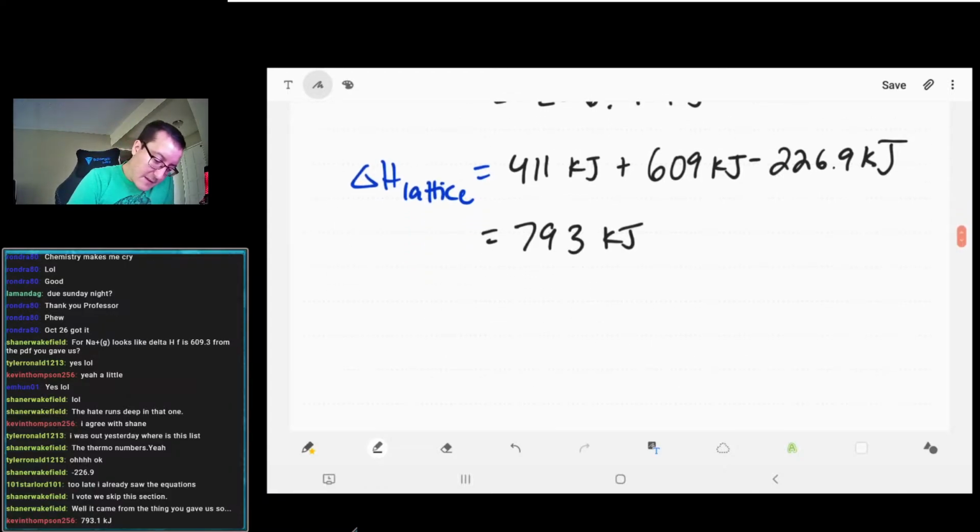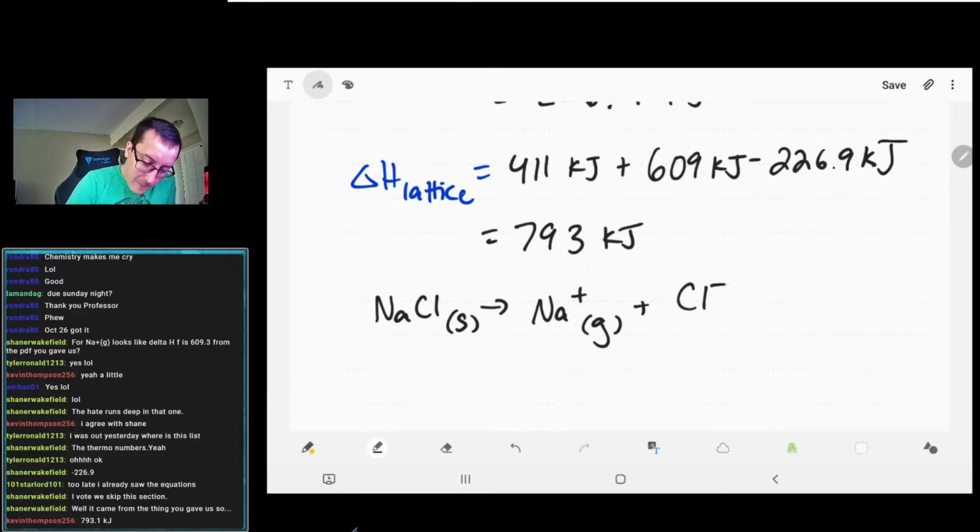So remember that this process was the opposite of what I had in my mind, which would be breaking this thing apart. And of course, we would imagine that to be endothermic. So the opposite of that, the two ions coming together, is going to therefore be exothermic. And that's why overall this reaction is going to be exothermic. So despite our electron affinities and ionization energies overall being endothermic, because of the lattice energy, that's why this thing is going to be exothermic.